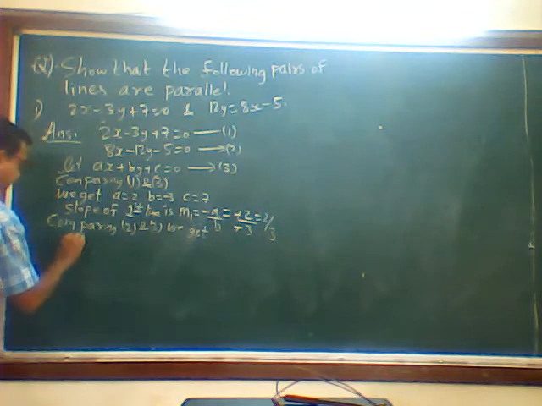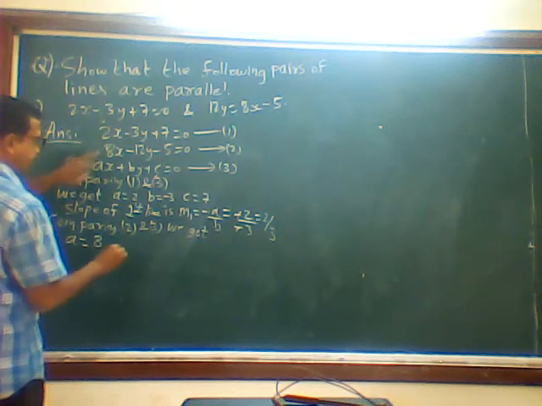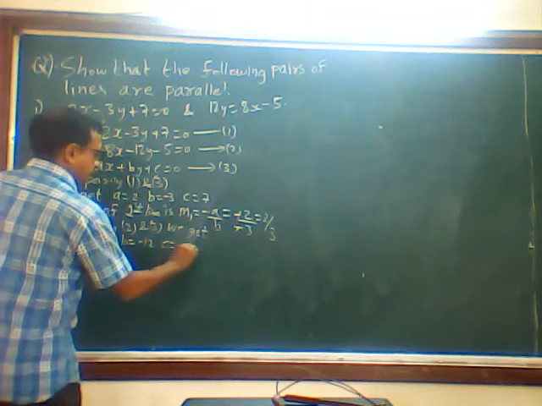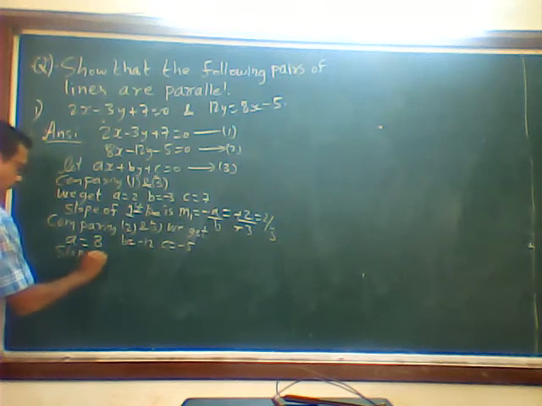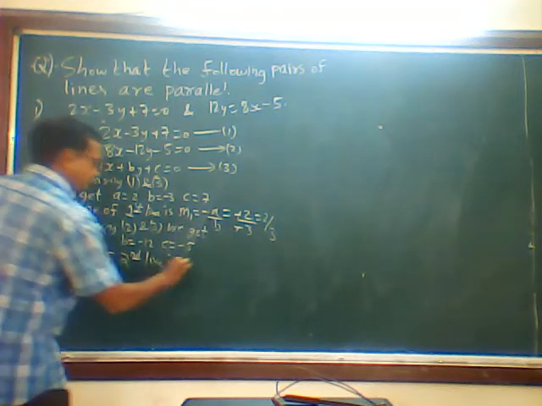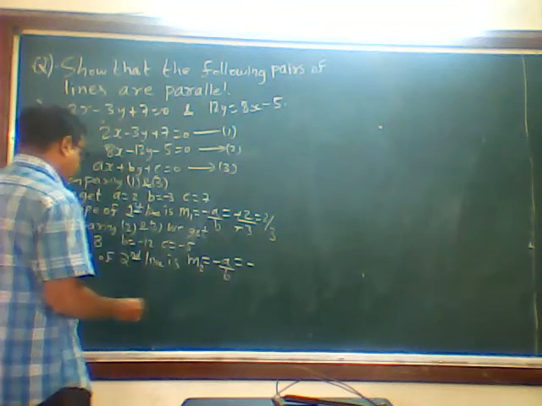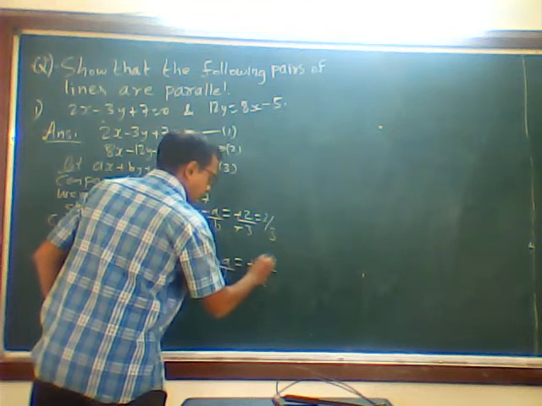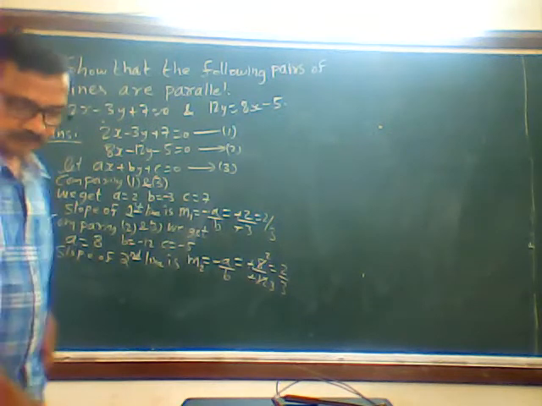We get a is equal to 8, b is equal to minus 2, c is equal to minus 5. Then I will say slope of second line is m2 is equal to minus a upon b. What is a? 8 upon b, what is b? Minus 2. Minus 2 is 4, 4 2s are 8. Here both are the same.